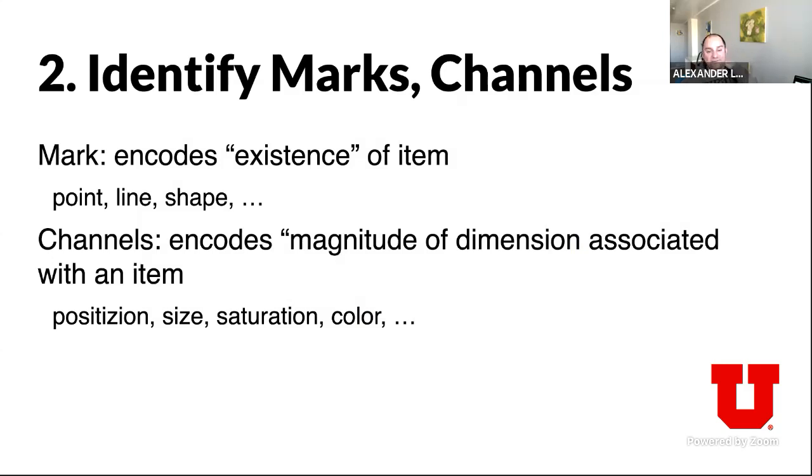Okay, the second part, and that is very important, is that you identify marks and channels. Remember, marks encode the existence of an item. For example, in the previous piece, it was the square that represented the group of people that answers not interesting. That would be something like a point, a line, a shape. And then we have channels on top of them that encode the magnitude of the dimension associated with an item, or its association with a group. That would be things like position, size, saturation, color. So this is basically the visualization alphabet lecture.